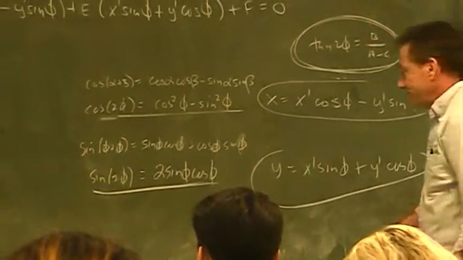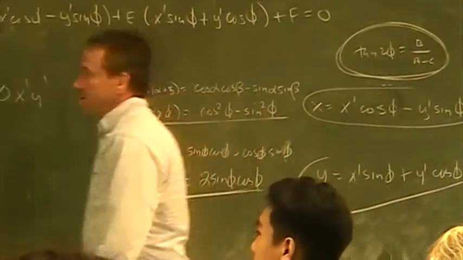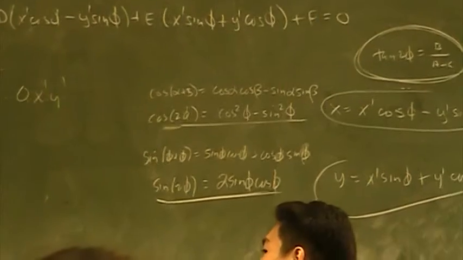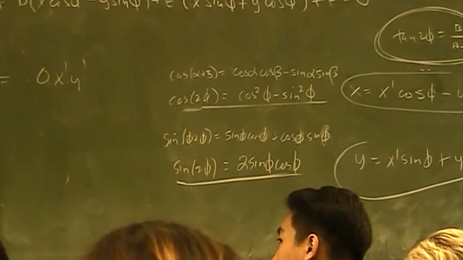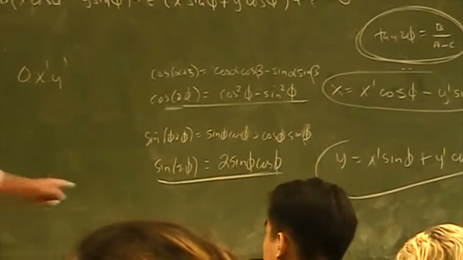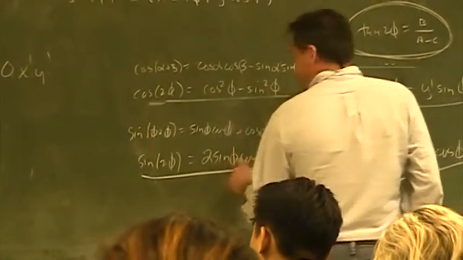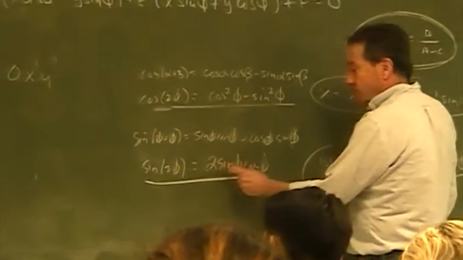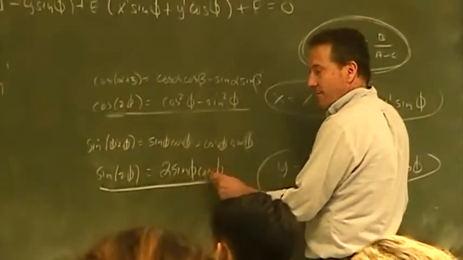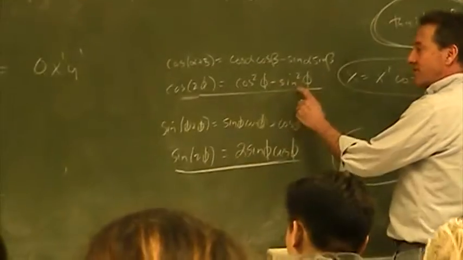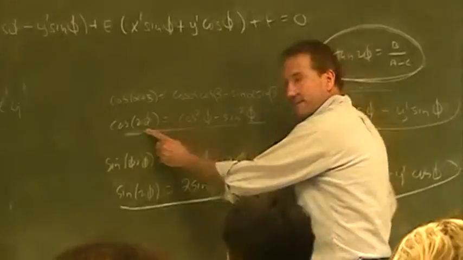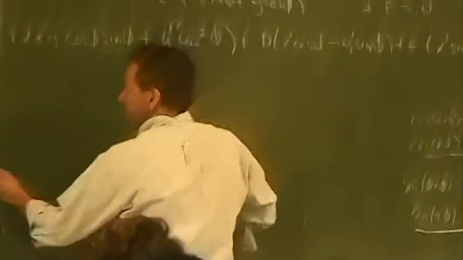Substitute what in? Sine 2 phi divided by cosine 2 phi. You see this 2? Isn't it in front of sine cosine? So if you can get 2 sine cosine, somehow you can put this in for it. And if you can get cosine squared minus sine squared, you can put this in for it. So you're going to rearrange these terms.